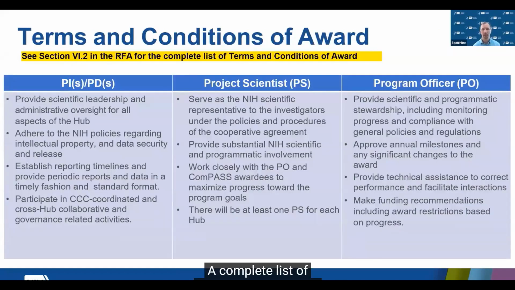A complete list of terms and conditions can be found in Section 6 of the RFA. Here are some highlights. The PI will provide scientific leadership and administrative oversight for all aspects of the hub, adhere to the NIH policies regarding intellectual property and data security and release, establish reporting timelines and provide periodic reports and data in a timely fashion and standard format, participate in CCC coordinated and cross-hub collaborative and governance-related activities.